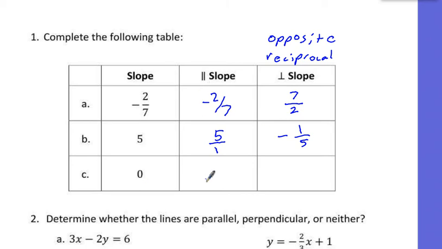Parallel slope to 0 is 0. What is the perpendicular slope? Well, 0 now comes to the denominator, and the numerator is 1. Oh, but we can't have 0 in the denominator, so this is undefined. This was a horizontal line. And this slope would be from a vertical line, as we reviewed in the last video.